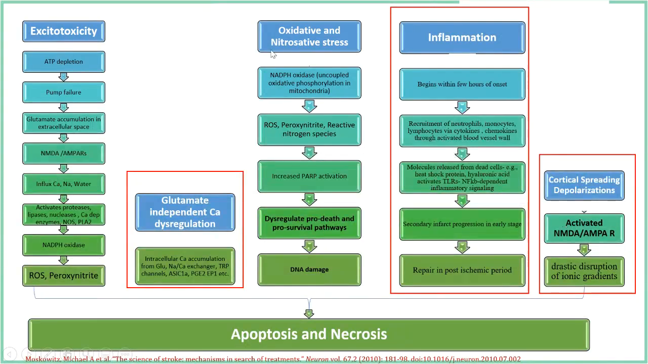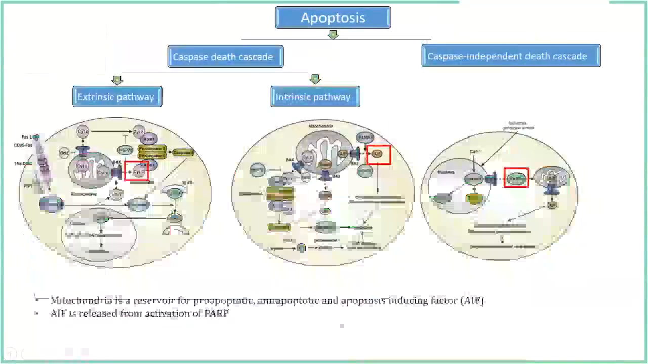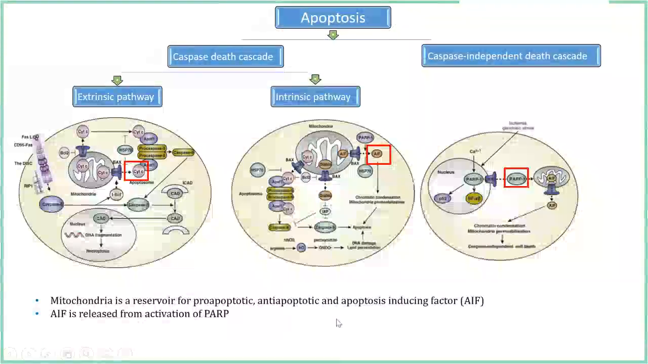After these multiple mechanisms, the cell is destined to die, and it chooses a pathway of either apoptosis or necrosis. We'll be talking about apoptosis and necrosis in brief, so that we'll know what the therapeutic targets for neuroprotection in the future will be.